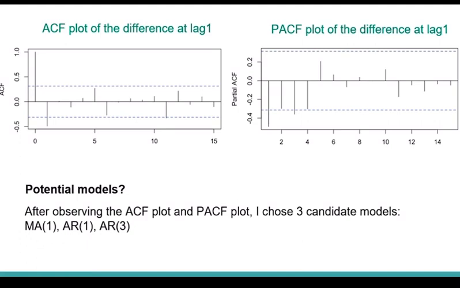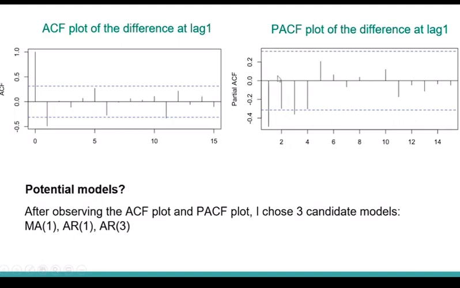Okay, when you take a look at what I have here, if you want to use the notion of ACF, this actually cuts off after lag one. This may be suggesting an MA of order one, and maybe also suggesting an AR of order one. It may also be suggesting an AR of order three as well. So based on what we see.